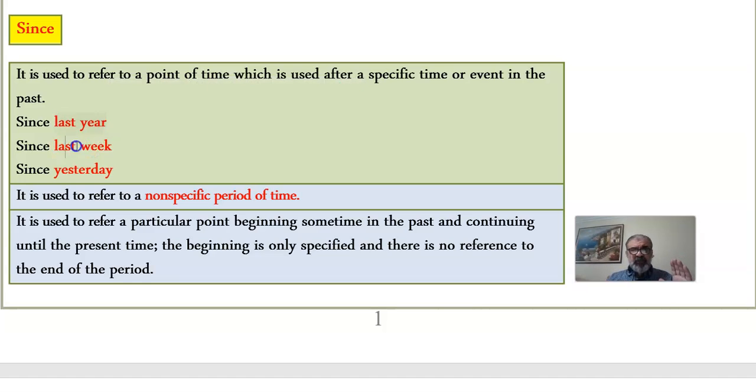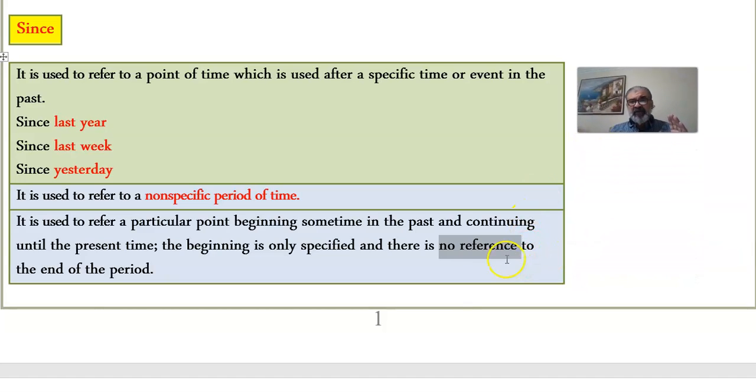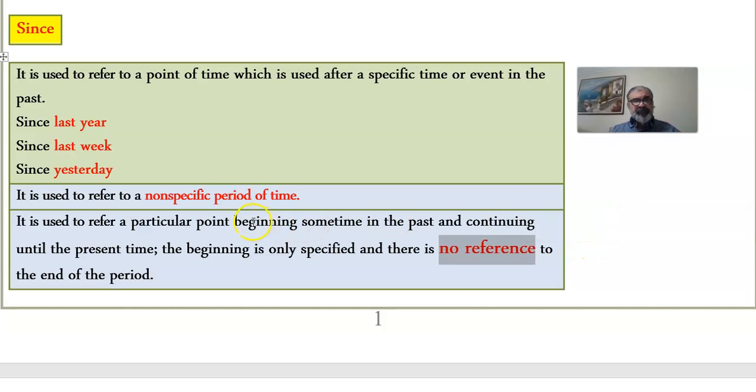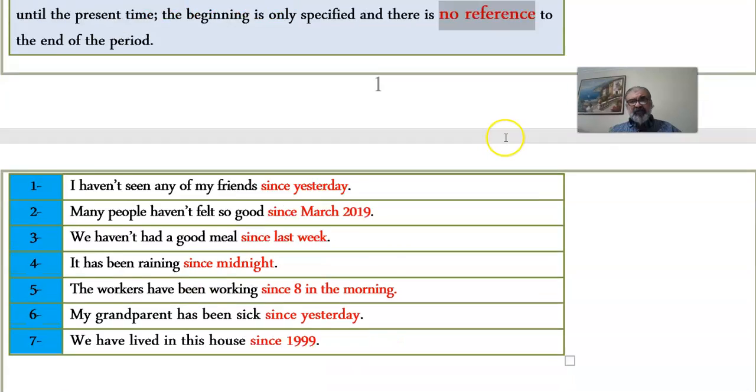No. Last week, yesterday again. There's no reference. No reference. Again, there is no reference to what? To the end of the period of time. No reference. Now let's take the following examples.